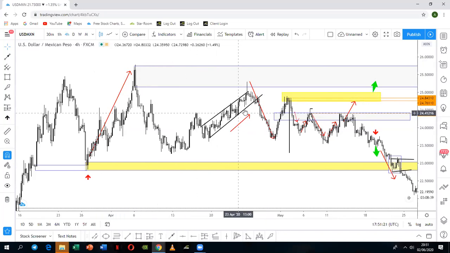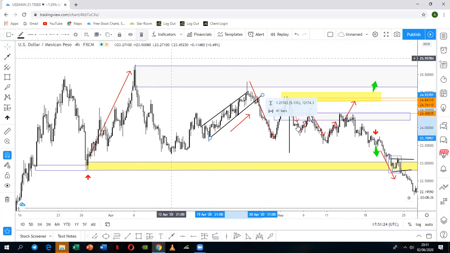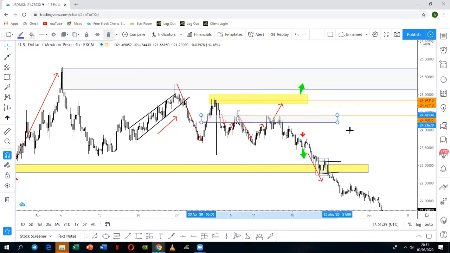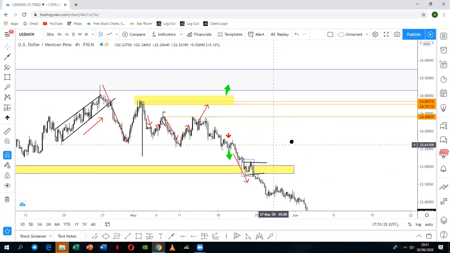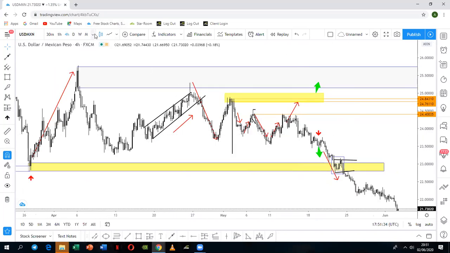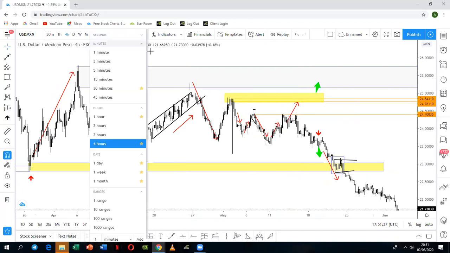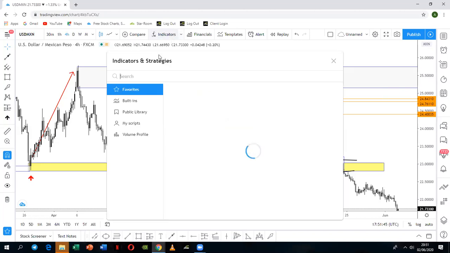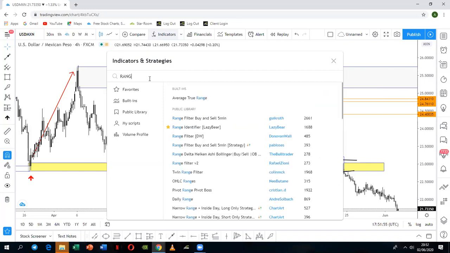So let me remove these ones that were sideways. So I've removed that. I've left the zones. So what is the name? So when you're getting a tool, sorry, it's an indicator, not a tool. You come to indicators, and then you want to search for it. It's called range. Let me just put in range. It's called range something. So guys, you can see it, it's here.